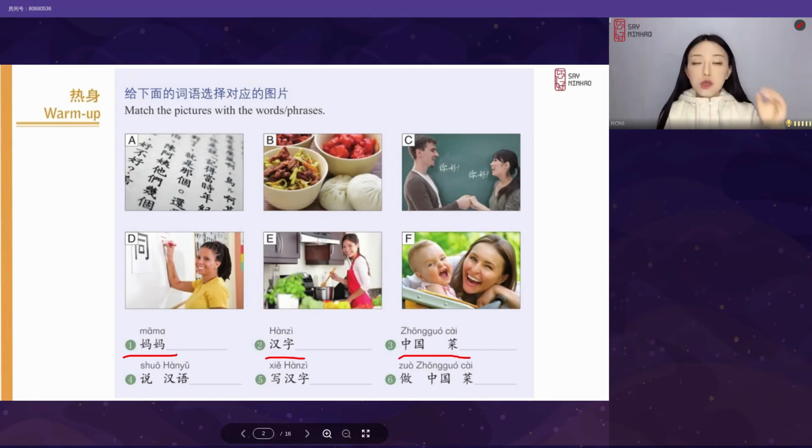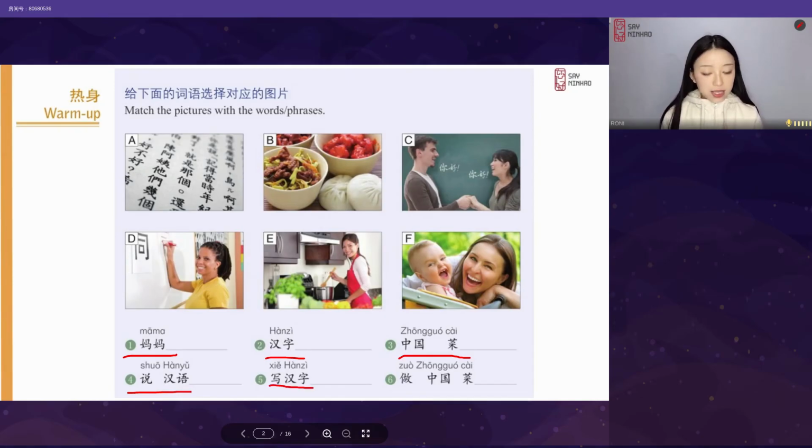Next one is 中国菜. 中国, we already know, it means China. And Cai is today's new word. It means dish or cuisine. Next one, 说汉语. 说 means speak, and 汉语 means Chinese, the language. So 说汉语 is speak Chinese language.